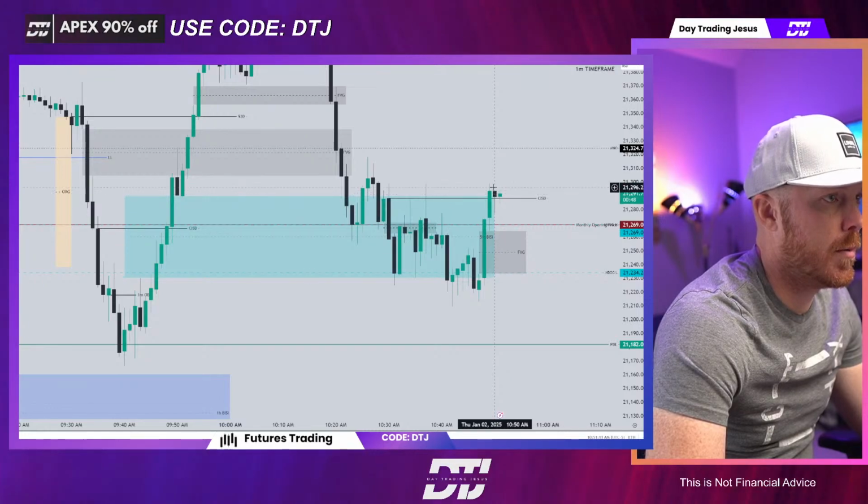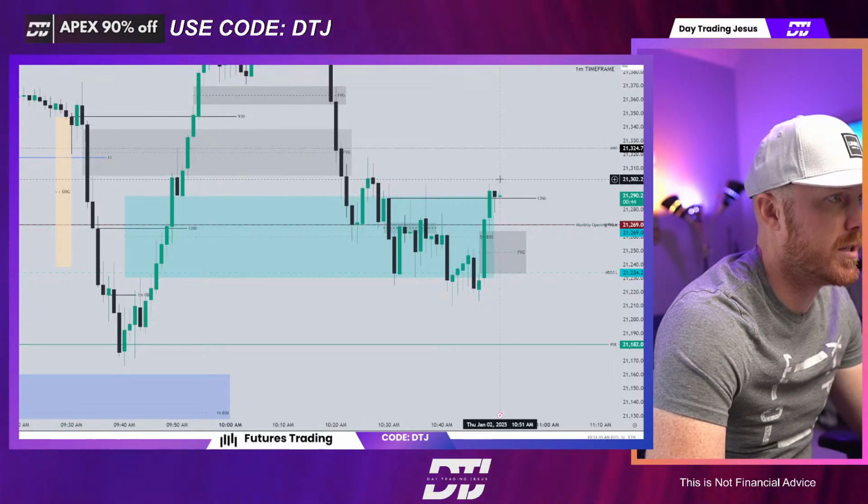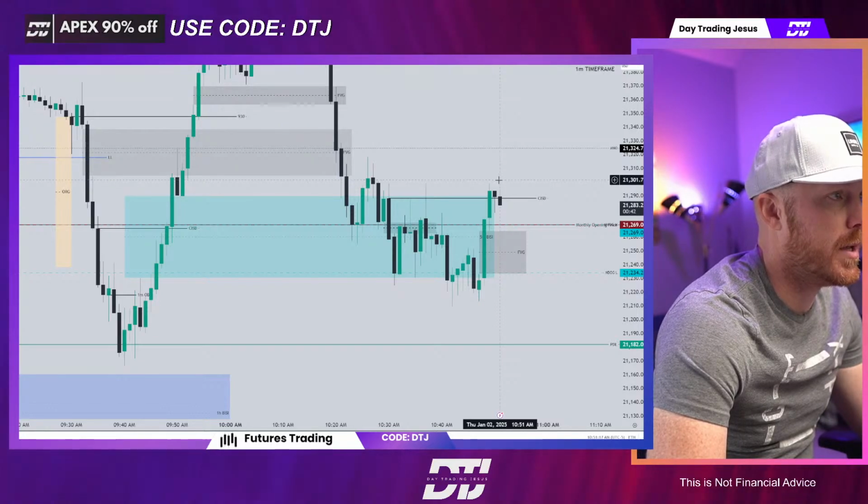We have now a 1-minute order block. Let's see if this 1-minute candle can close above this order block with displacement, and that would be a potential long.